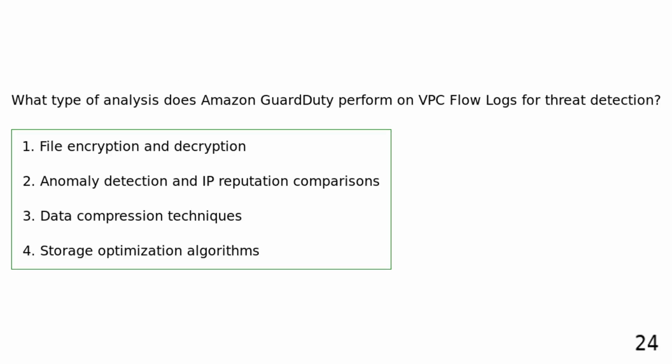What type of analysis does Amazon GuardDuty perform on VPC flow logs for threat detection? File encryption and decryption. Anomaly detection and IP reputation comparisons. Data compression techniques. Storage optimization algorithms.